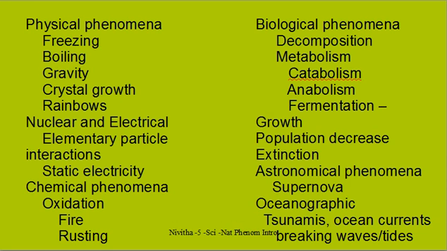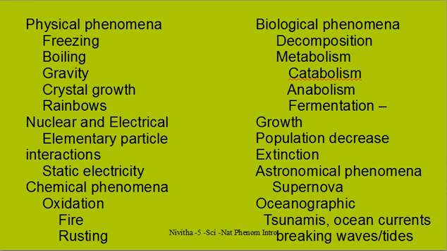And then you have nuclear or electrical phenomena, that is, elementary particles interacting with each other. That's a natural phenomenon that we are able to explain. We are sometimes able to replicate it, but it is something beyond the normal things that we can do in our lab. Then we have static electricity, and chemical phenomena like oxidation. When you burn something, when fire happens, oxidation also happens. Then rusting.